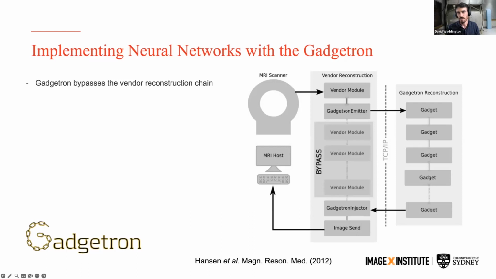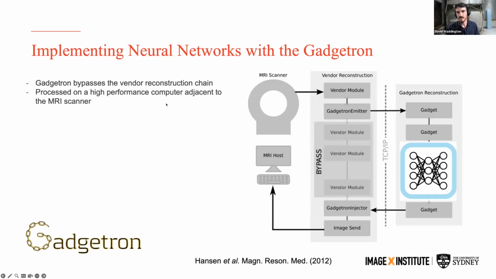So what you do is you compile a little bit of code and insert it into the vendor reconstruction chain. Then you bump out of there onto an external pipeline where you can process anything on a high performance computer that's adjacent to the MRI scanner. Once the data's out of the MRI scanner, you can do what you like with it. And this happens really quickly, in tens of milliseconds at most. In our case, we've written additional code that allows us to essentially deploy any neural network we want for our image processing once it's acquired.